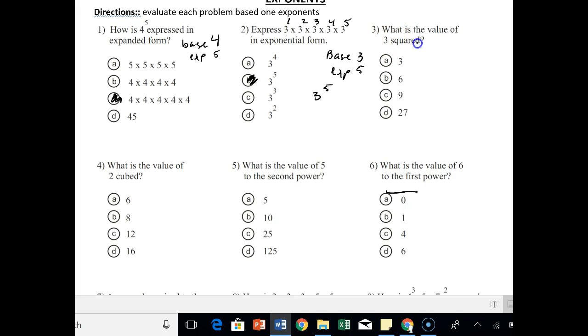What is the value of 3 squared? Remember, 3 squared is just 3 times itself. When it's to the 2, we call it squared. Yes, you should be writing all this down. So 3 squared is really just 3 times itself. Two 3's, right? So 3 times 3 is 9.